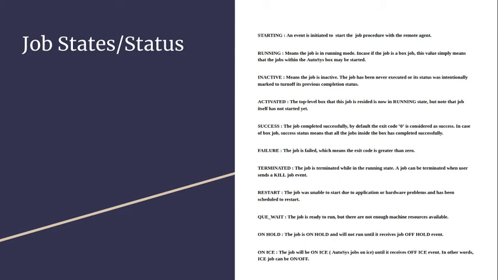The next state is queue wait. The queue wait job is ready to run, but there are not enough machines or resources available for its execution. The last two states are on hold and on ice. In on hold, the job is on hold and will not run until it receives an off hold event. And the last state is on ice. The Autosys job is on ice until it receives an off ice event. In other words, an ice job can be on or off.